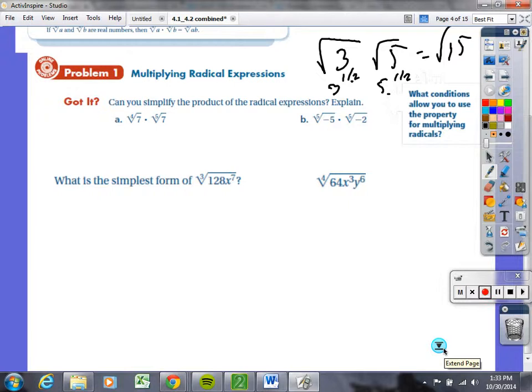So, can you simplify the product of this, which is the 4th root of 7 and the 5th root of 7? Not right now in its form. I would have to get a common root before I do that, right? We'll do those a little bit later. So this one's a no. How about the 5th root of -5 and the 5th root of -2? That would be the 5th root of 10. Once again, like I said, this is really a piece of cake. That's why we're on page 4 of 50.